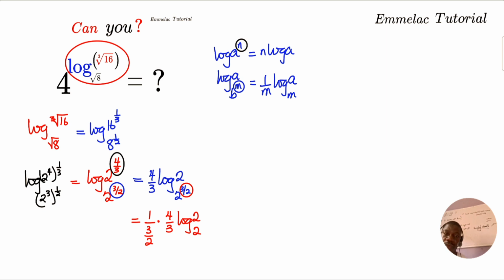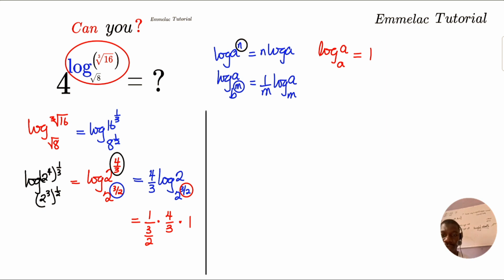We know that when we have a log where both the argument and the base are the same, this becomes 1. So log 2 base 2 will become 1. Let me just clean this up and write times 1.